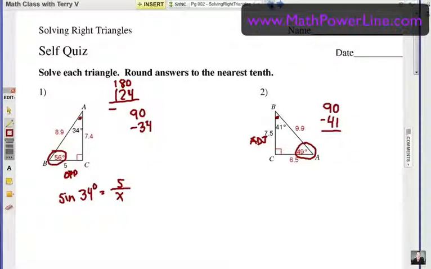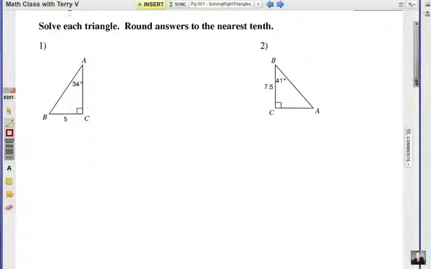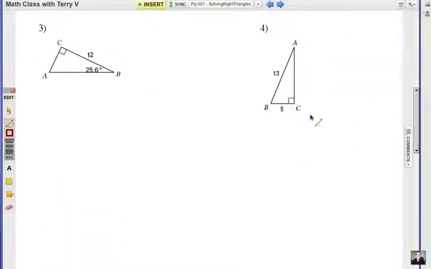Let's go ahead and look at two more problems. Numbers 3 and 4. Again, solve the right triangle. Good luck.